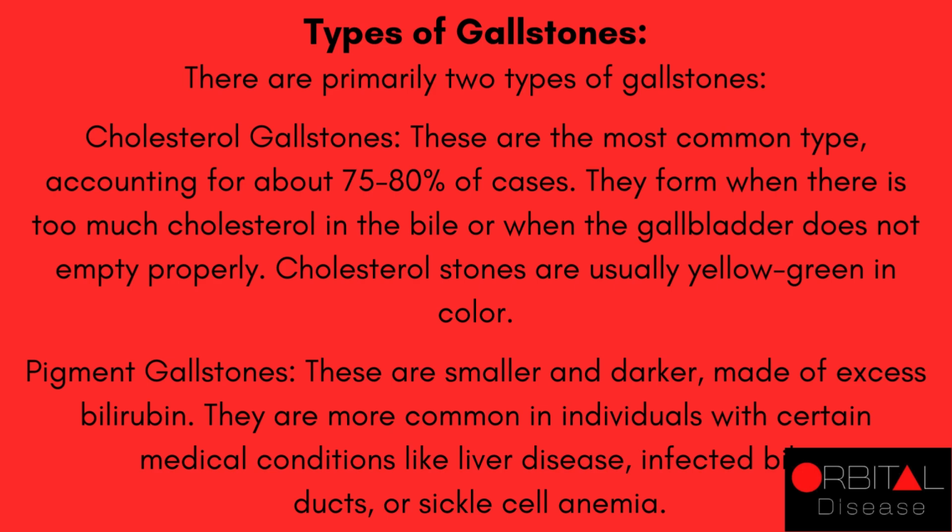Pigment gallstones: these are smaller and darker, made of excess bilirubin. They are more common in individuals with certain medical conditions like liver disease, infected bile ducts, or sickle cell anemia.